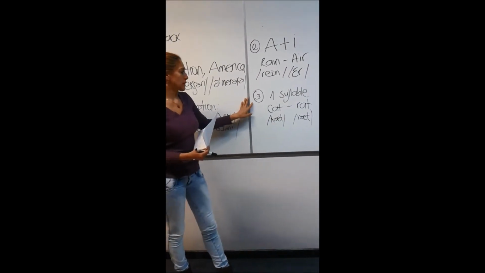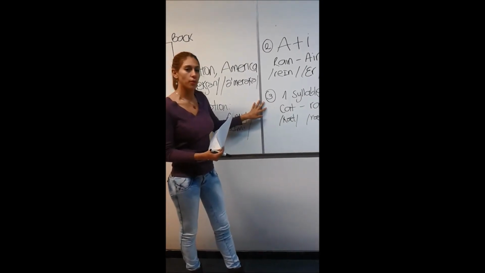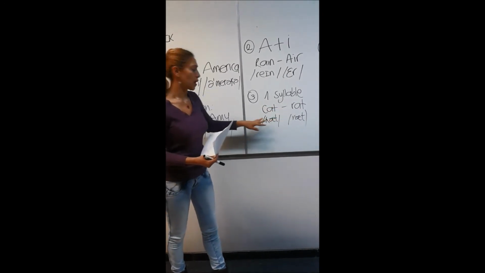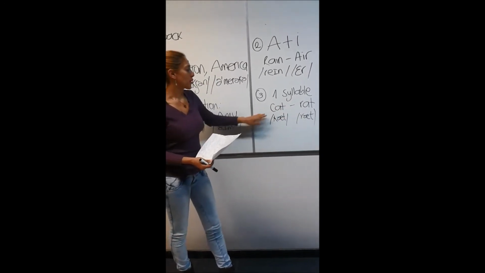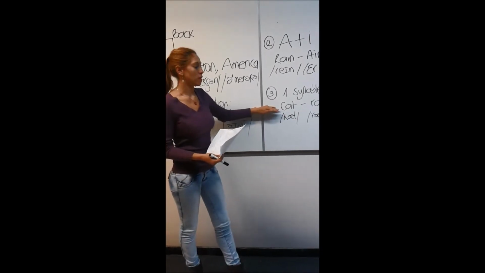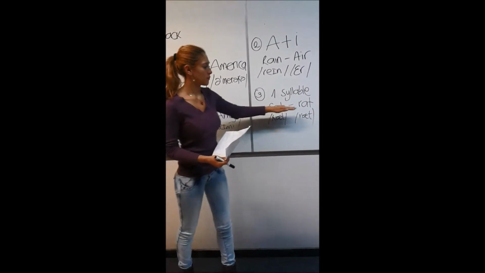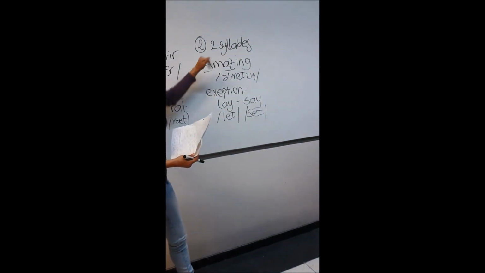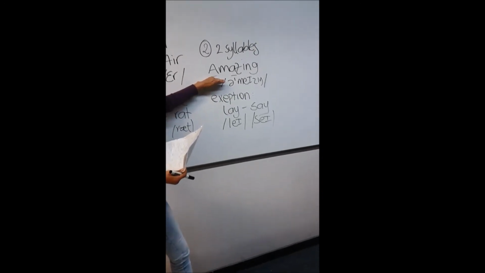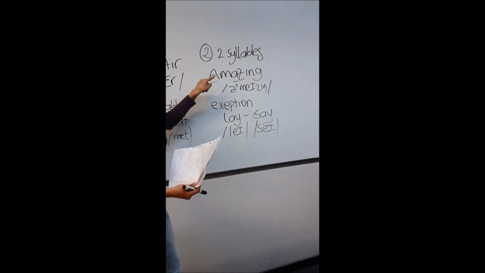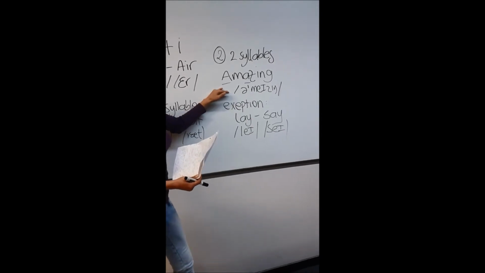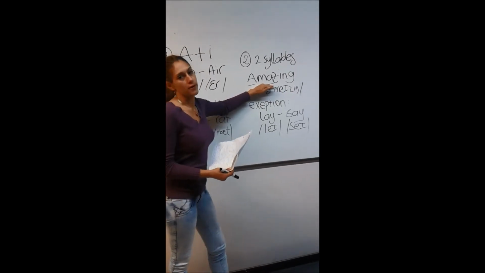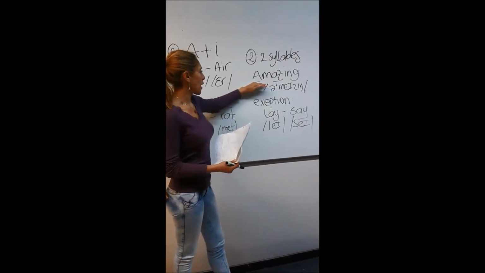The third rule is when we find words with one syllable, for example, cat or rat, among others. The correct pronunciation is as in Spanish, A, cat, rat. And with two syllables, for example, amazing. The first part is pronounced as in Spanish, A, and the second part is pronounced like in English, A, amazing.